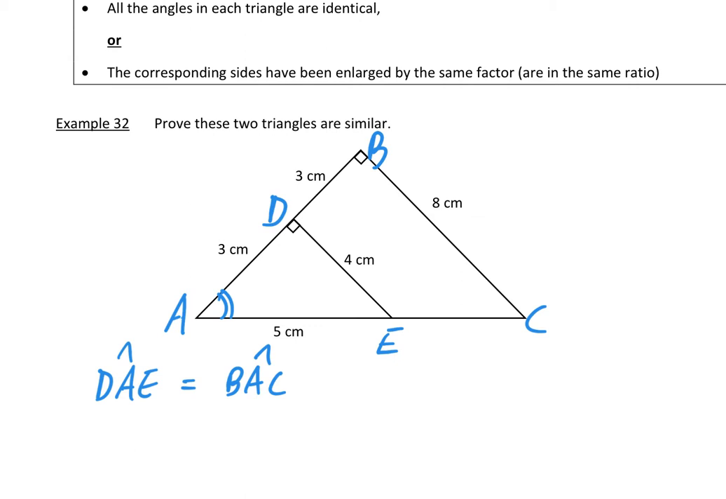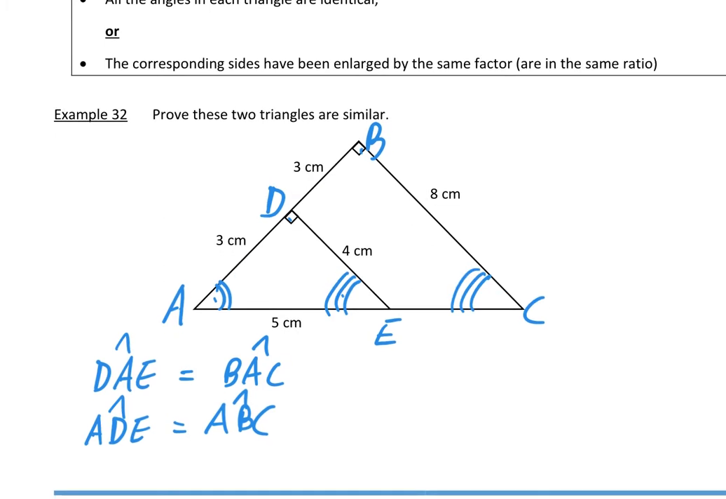Next one I'm going to look at is this one here. This is a right angle, and this angle here is also a right angle. So angle ADE is a right angle on the small triangle. Likewise, on the big triangle, angle ABC is a right angle. So so far we've shown this angle they share, and these two angles are equal. We just need to look at this last angle and show that they are also equal.